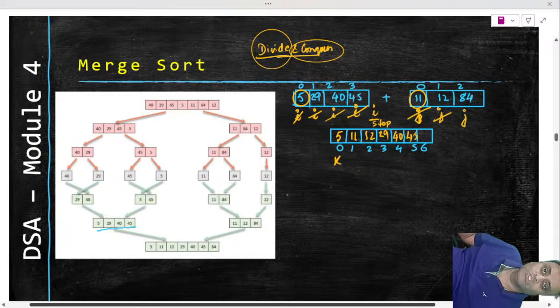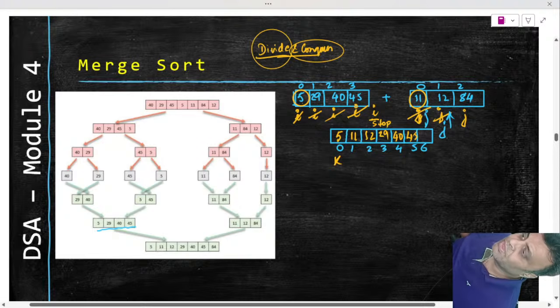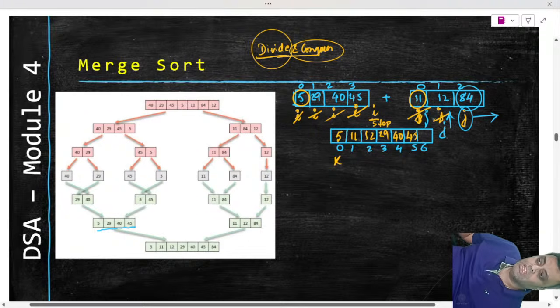But j has nobody to compare. It could have been that j was here when i stopped. It could have been anywhere. You don't know. In this situation, j is at the end. In other situations, j could be in the middle. So wherever j is till the end, take all the elements and put them in order inside the array. So 84 we will take and put here.